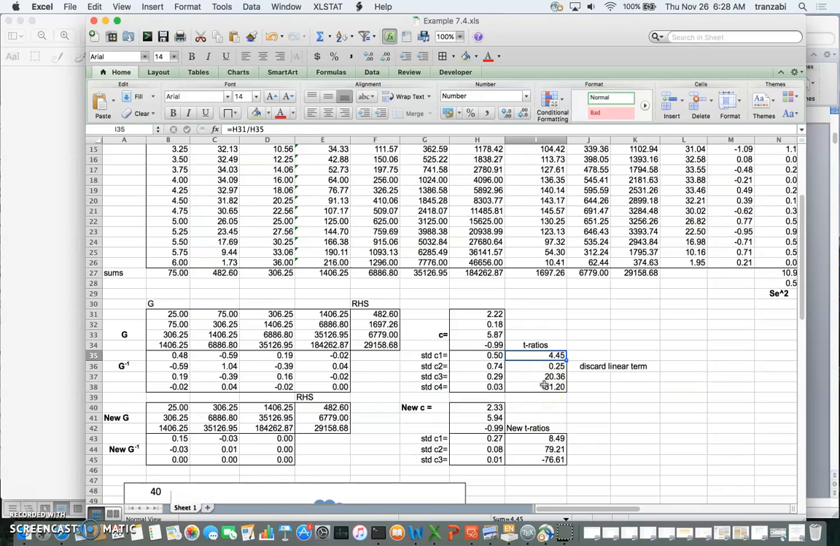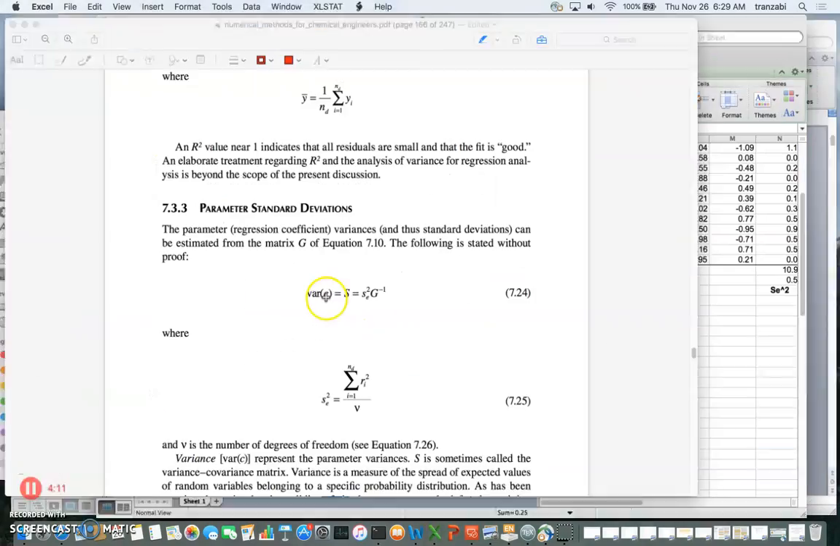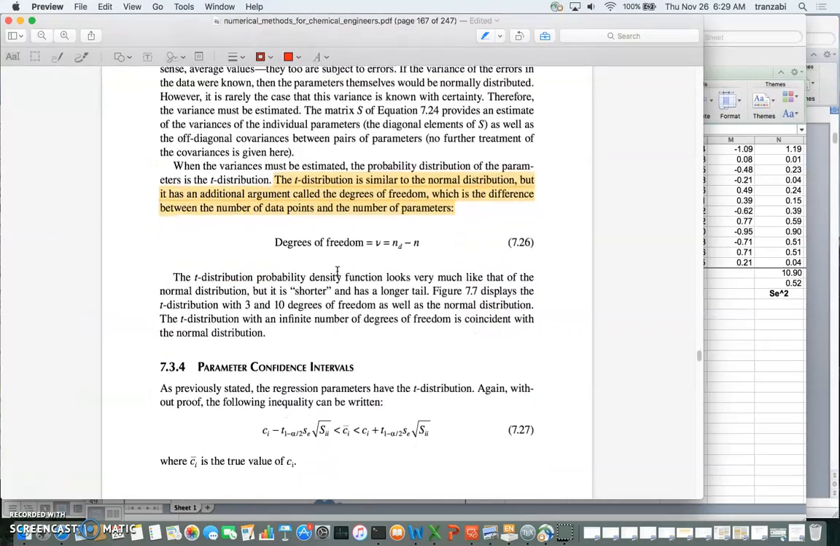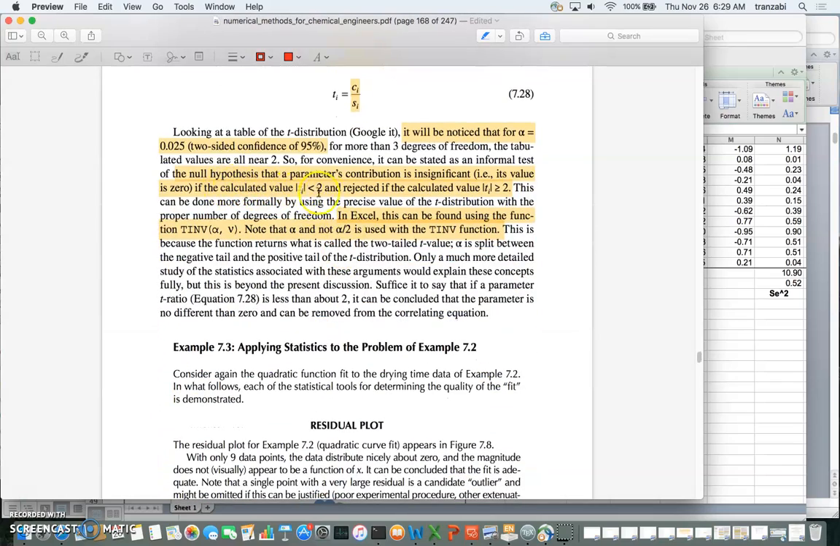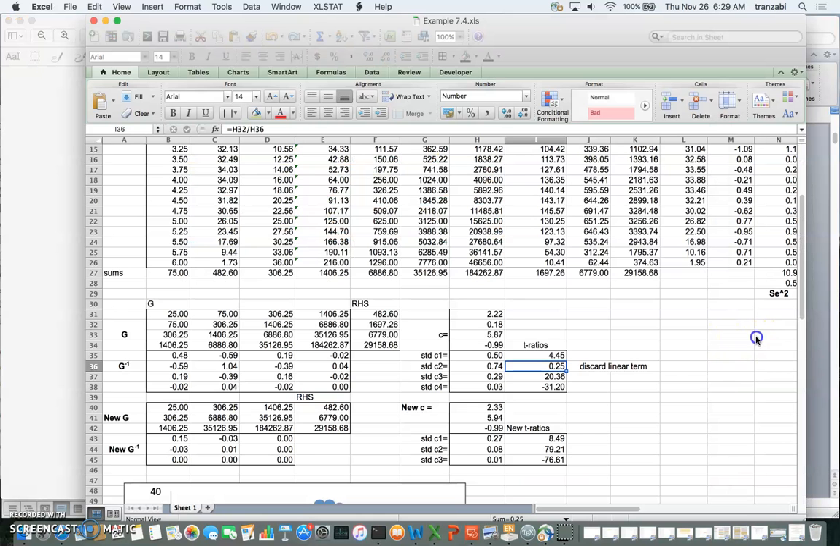Now we're going to look at the smallest first. The smallest is this one, the smallest in absolute value. And this t-ratio is less than 2. According to the textbook, if a t-ratio is less than 2, that's insignificant, and we can drop it. So the first term we can drop is C2, which is the linear term. That tells us the linear term is unnecessary. This is redundant, which means we get a better fit by dropping it.